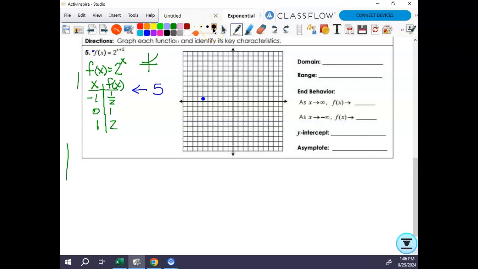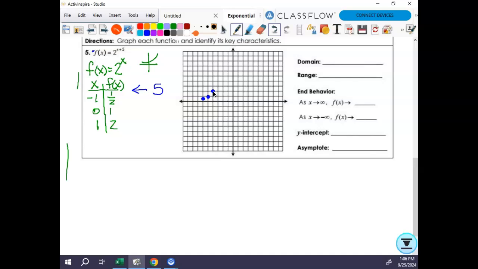Then we go to the next one, 0, 1. Put your pencil down, but don't make a point, and then go to the left 5. 1, 2, 3, 4, 5. And then you go to 1, 2, put your pencil down, and move to the left 5. 1, 2, 3, 4, 5. That make sense? Now, we moved left and right.